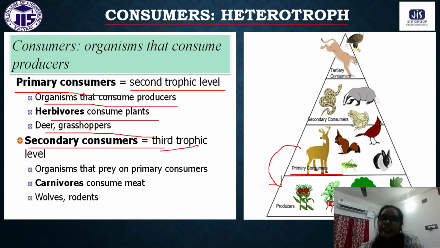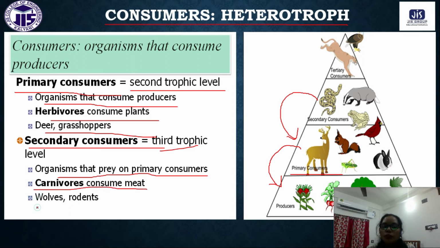Now secondary consumer. What are the secondary consumers? Those which feed on the primary consumers, like snake, frog, bear. So these are all the secondary consumers, organisms that depend on the primary consumers, like carnivorous consumers, wolf, rodents.